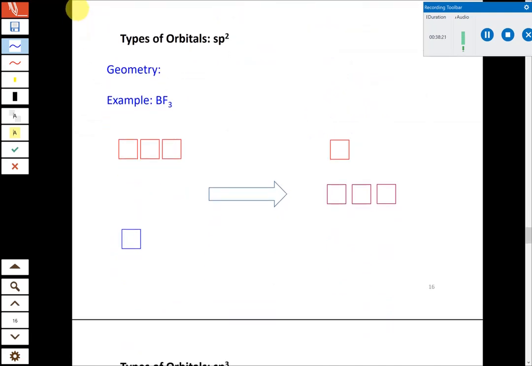Now let's go to a different geometry. So if we had BF3, the type of orbitals we're going to form here via hybridization are called sp2, and this is going to be anytime we have 3 electron groups on the central atom. So in the example of BF3, the geometry is trigonal planar. And the boron atom here, which is at the center, has a 2s2, 2p1 valence configuration. So that's the valence electron configuration for boron.